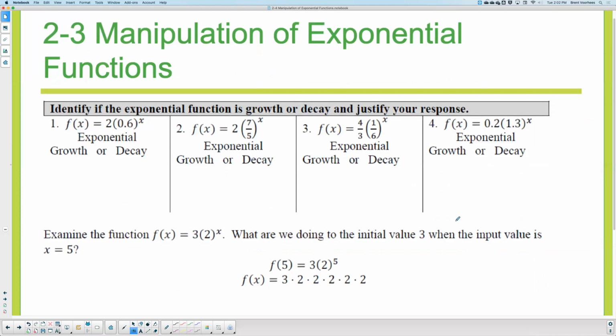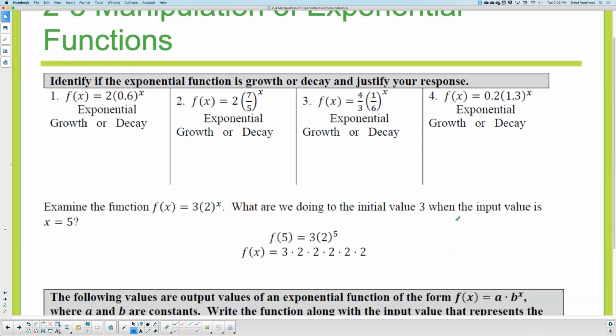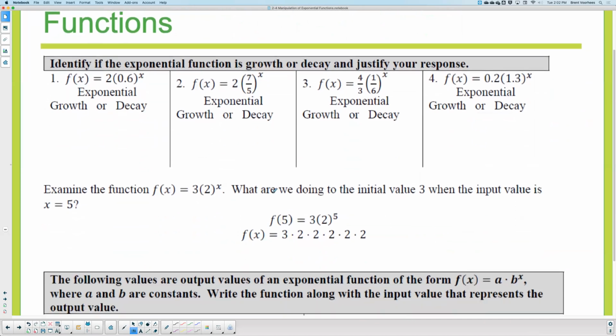For lesson 2.3, it says here, identify if the exponential function is growth or decay and justify your response. On this one, here's what I'm going to do. I'm going to ask for the A value and then the B value. What is my A value on this first problem? 2. So put A equals 2.